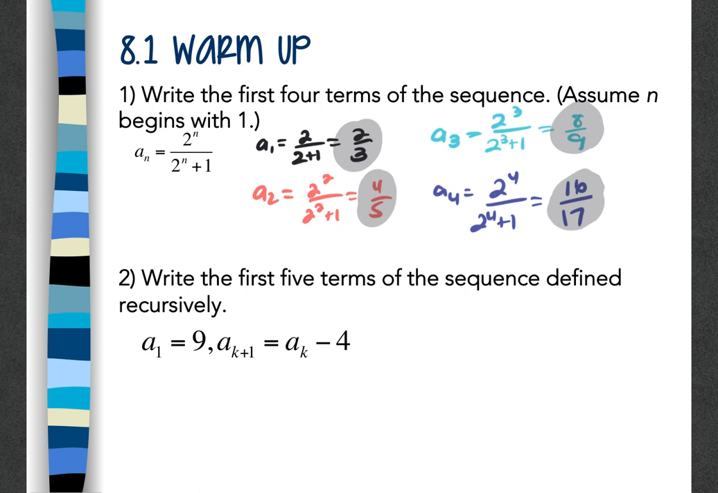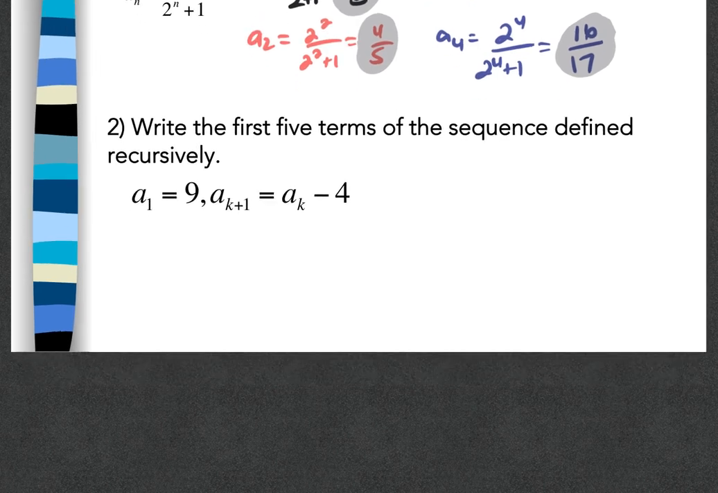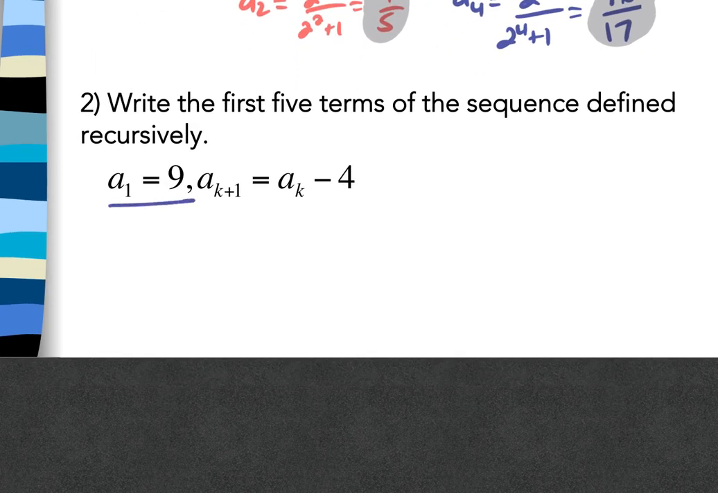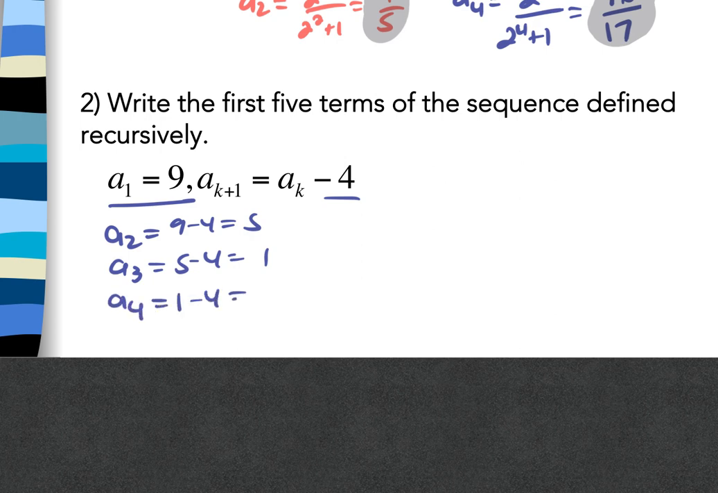Write the first 5 terms of the sequence defined recursively. Remember, recursively, you need the number before it. So it will always give you that first one. A1 is 9, and then I want to subtract 4 from it. So A2 would be 9 minus 4, which is 5. A3 would be 5 minus 4, which is 1. A4 would be 1 minus 4, which is -3. And A5 is -3 minus 4, which is -7.